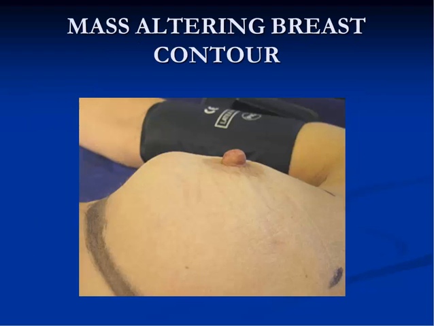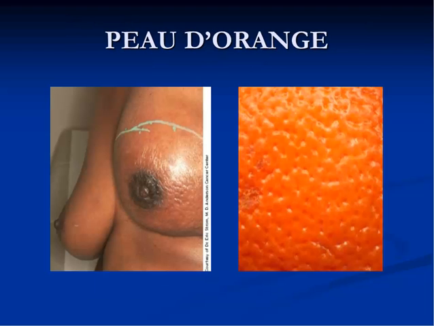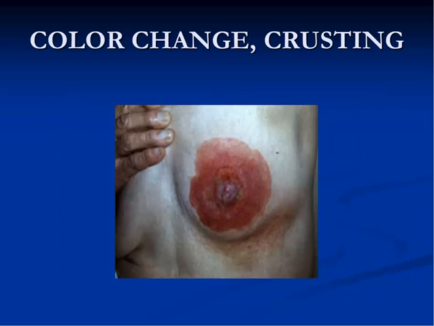This photo demonstrates a large mass located in the lower half of the breast that alters the breast contour while the patient is supine. Peau d'orange describes skin changes that are similar to the dimpled surface of an orange. These skin changes occur from the edema that results with blockage of lymphatic drainage in the breast due to infection or malignancy. Here is an obvious example of abnormal color change with crusting around the nipple.